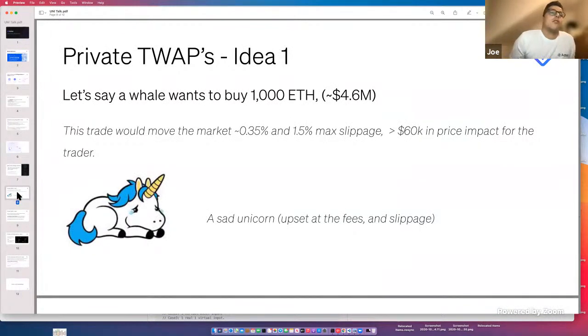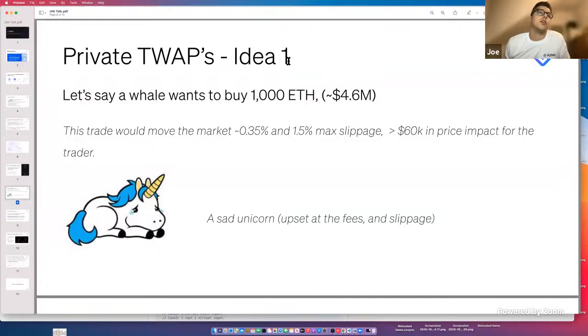So, ideas for the hackathon, and this is where it may be useful to be a bit more interactive and take questions before we go into the code. Having privacy, we believe, enables flows that aren't really possible on layer 1 today.